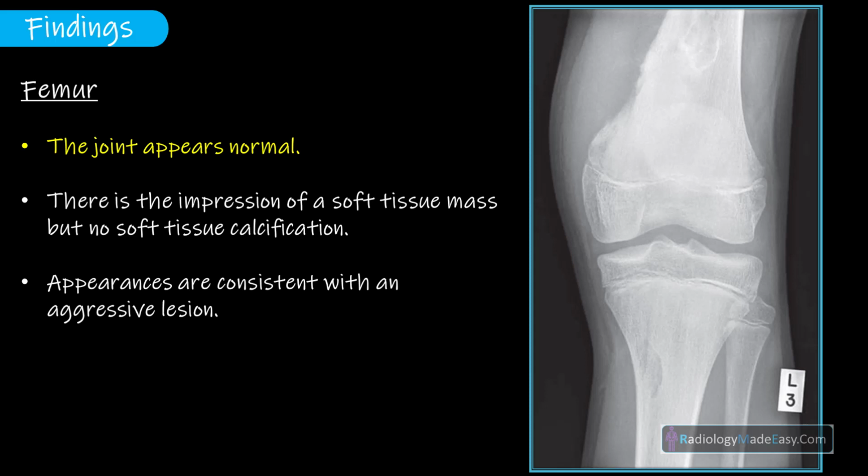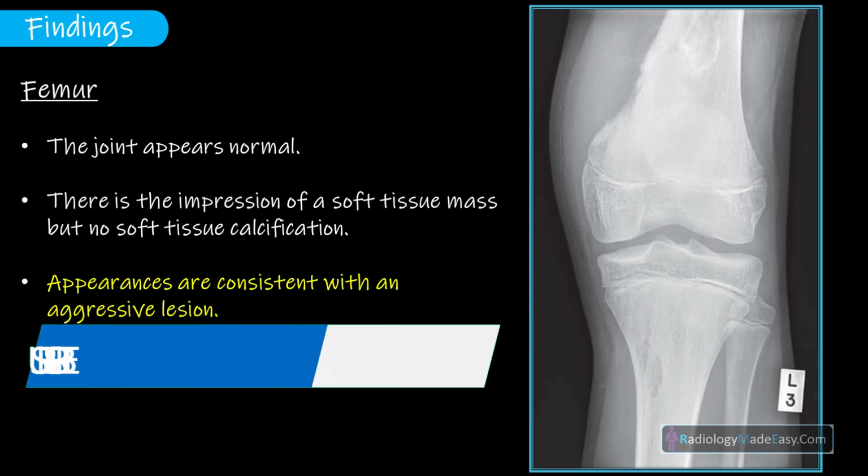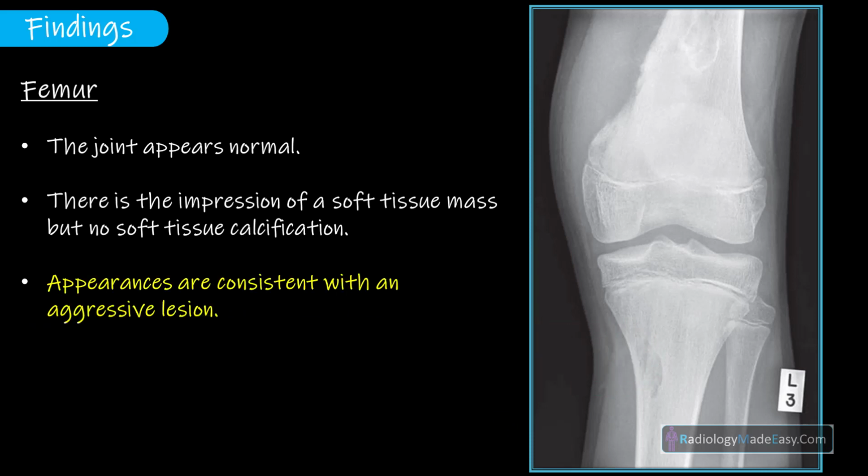Furthermore, the joint appears normal. There is the impression of a soft tissue mass but no soft tissue calcification can be seen. Therefore, due to these features, the appearances are consistent with an aggressive lesion.